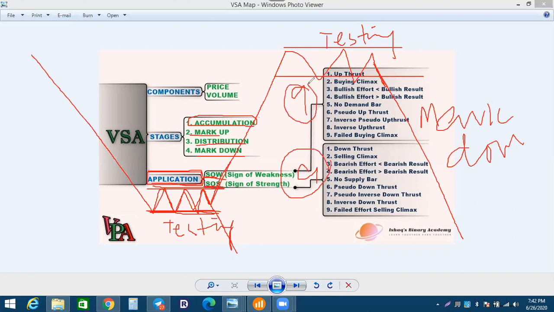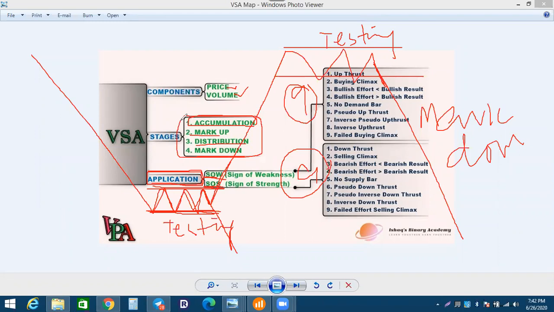These are the 18 strategies. These are the 18 signals. When these signals appear in the market, we can understand the market movement: the market will move in the up direction or the down direction. So understanding the price and the volume is necessary. After understanding price and volume, we must understand accumulation, distribution, markdown, and markup. These 4 stages are very important to understand.